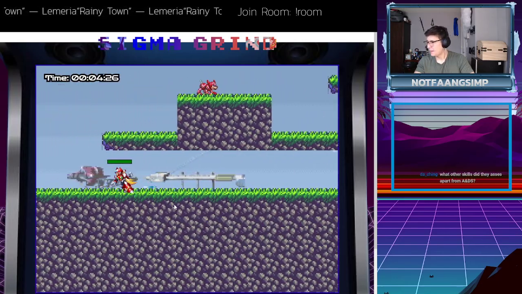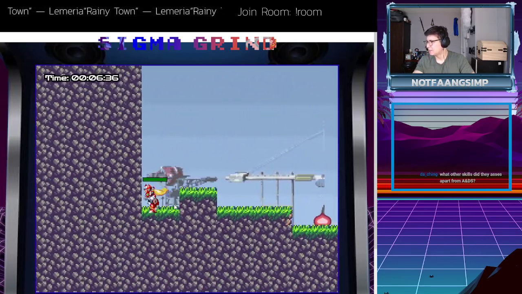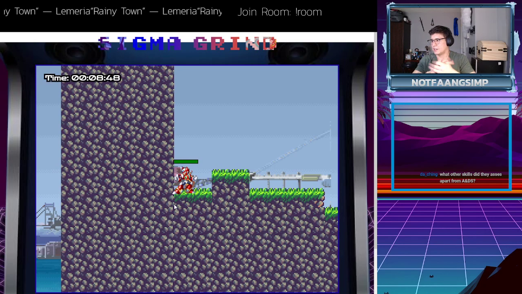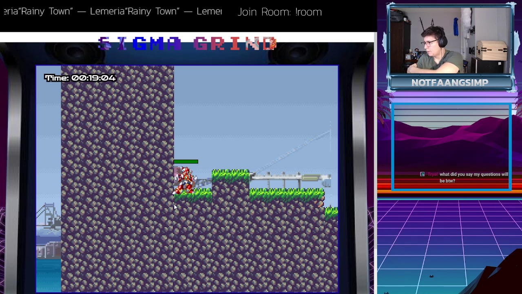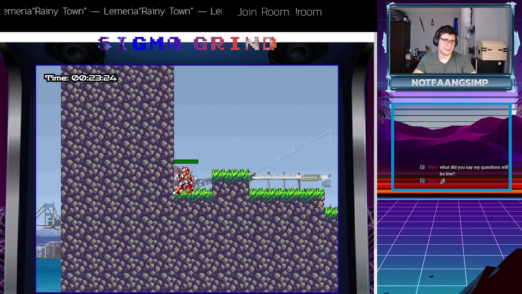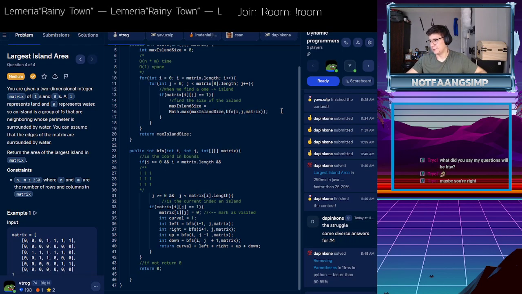People still somehow managed to find what other skills did they assess apart from algorithms and data structures. If we're talking about, obviously, algorithms, data structures, the cleanliness of your code, I think, is a very big one. What did you say my questions will be? Yeah, so I call dibs on a flood fill and a medium difficulty tree problem.